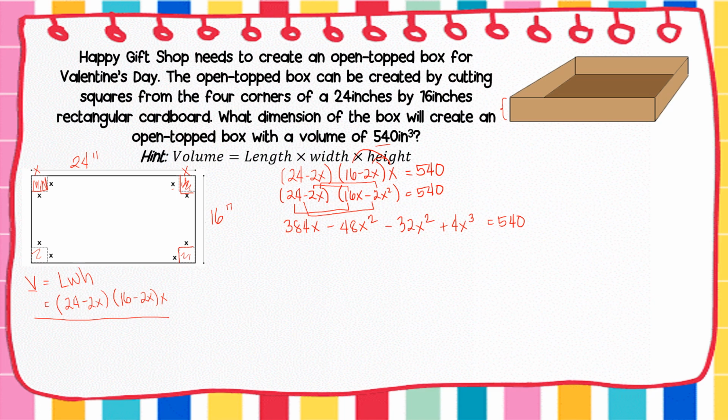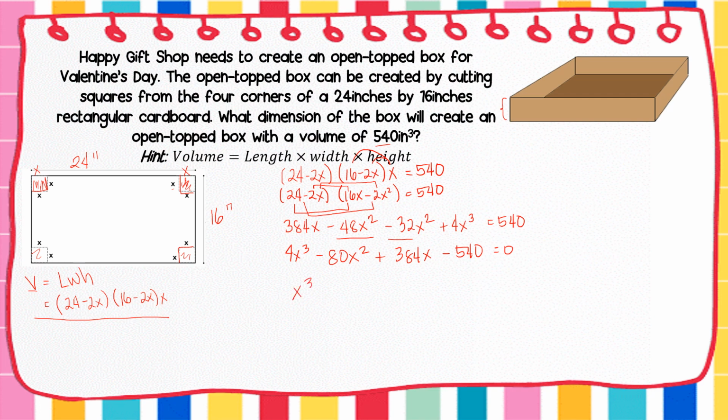Simplify further. I'll put it in standard form. 4x cubed. Negative 48 minus negative 32 is negative 80x squared. Next, positive 384x and then negative 540 equals 0. So, our numbers are too big, so let us simplify. Let's divide everything by 4.